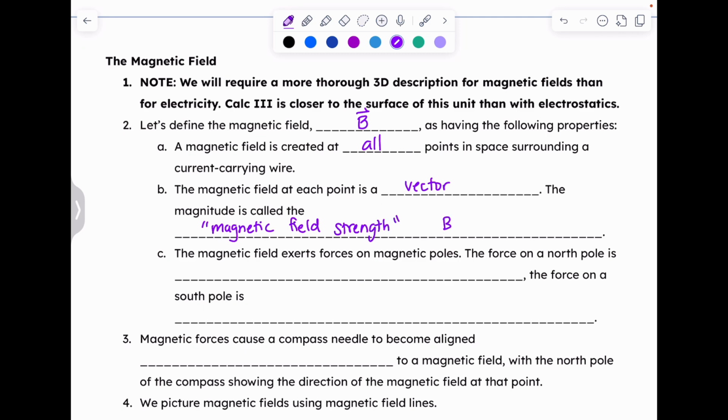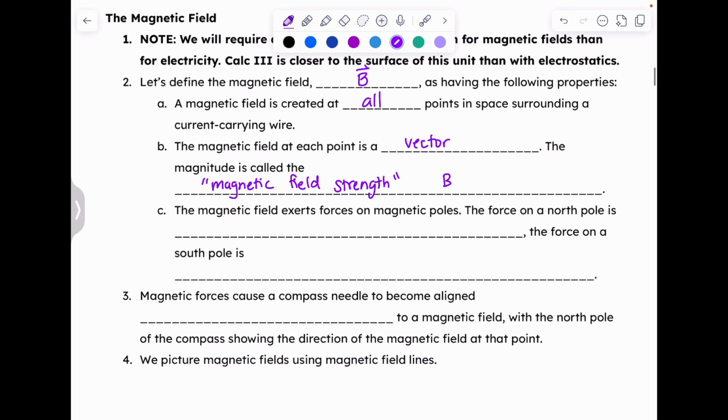And that would just be a B without the vector harpoon. Magnetic fields exert forces on magnetic poles. The force on a north pole is going to be parallel to the magnetic field, and the force on a south pole will be anti-parallel to the magnetic field. So remember, anti-parallel is just when two vectors are parallel but point in the opposite direction.